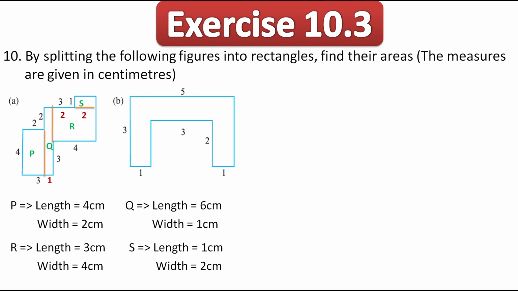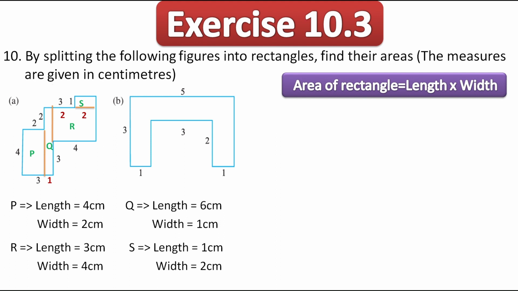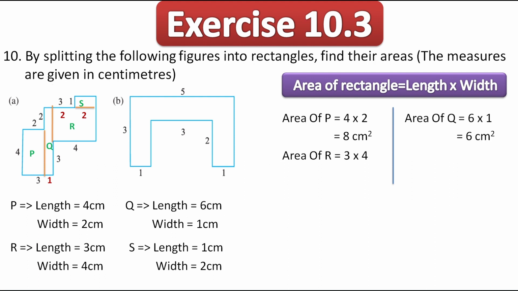So let's find the area of the rectangles. Area of rectangle P is equal to 4 into 2 is equal to 8 centimeter square. Area of rectangle Q is equal to 6 into 1, which is equal to 6 centimeter square. Area of rectangle R is equal to 3 into 4, which is equal to 12 centimeter square. And area of rectangle S is equal to 1 into 2 is equal to 2 centimeter square. Now we found the areas of all 4 rectangles.